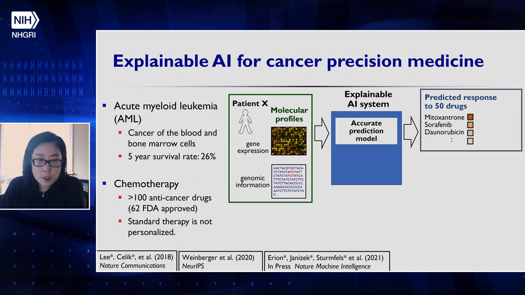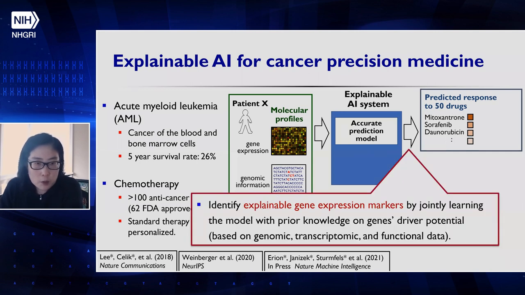In our prior studies, we showed the effectiveness of the method for jointly training the prediction model with various kinds of prior knowledge on genes' driver potential, so that we can identify explainable gene expression markers for each drug. It improves the model's performance and also the ability to identify the molecular markers that are actually likely to be biologically meaningful.